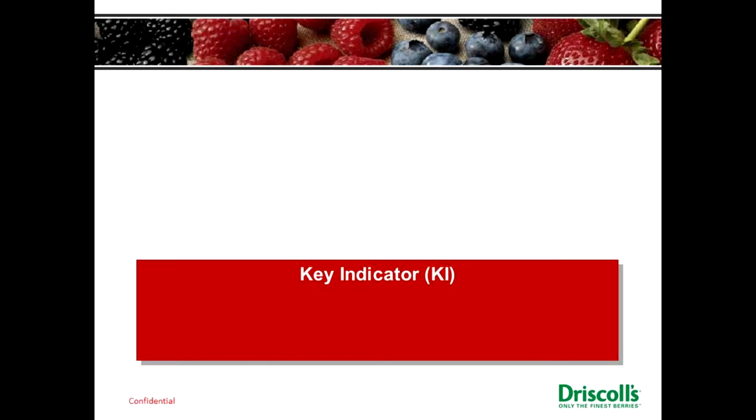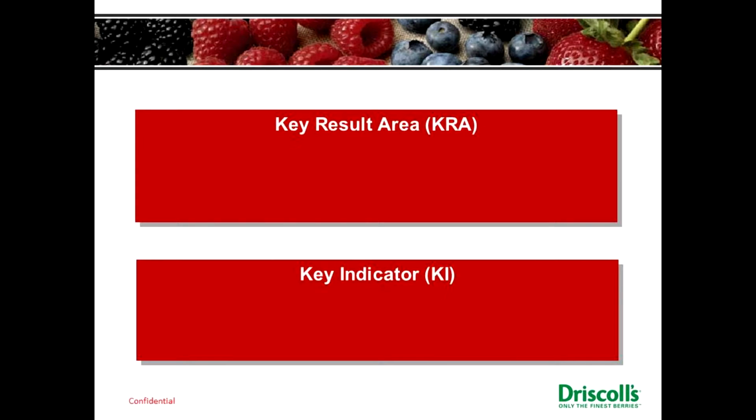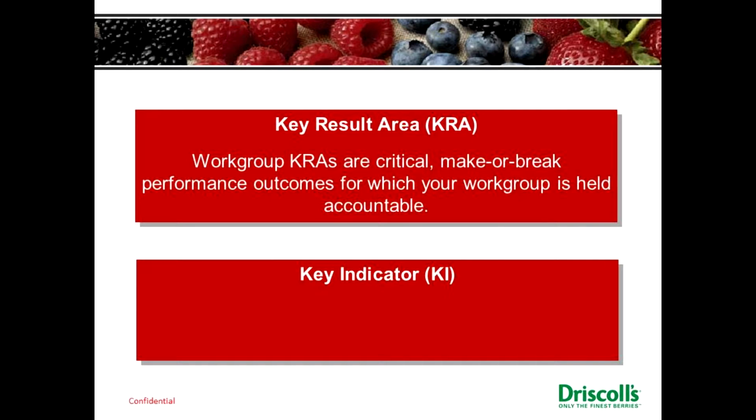Scorecard measures, called key indicators, are grouped into categories called key result areas. The key result areas define make-or-break performance outcomes for which your work group is held accountable and that are critical to the stakeholders of the organization. Key result areas are based on business objectives, strategies, desired outcomes, and business direction. KRAs are also known as critical success areas.